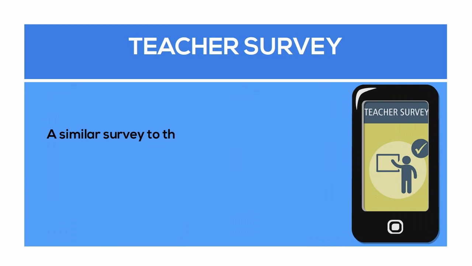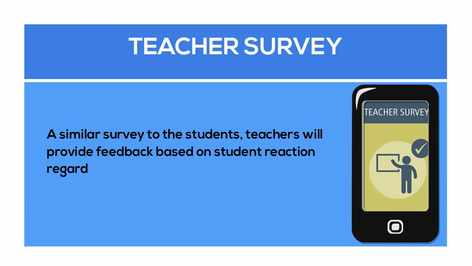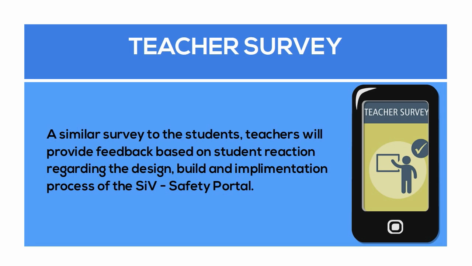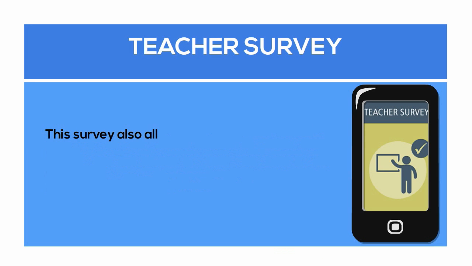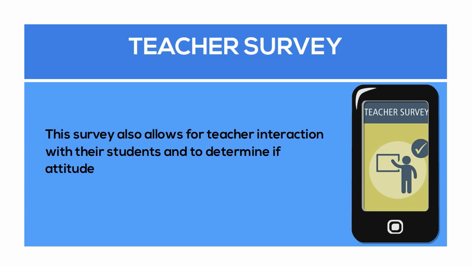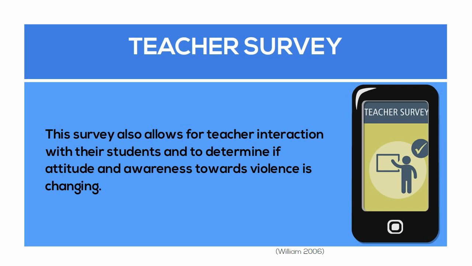Teachers will be provided with a survey similar to students, providing feedback on all areas of the campaign, including student feedback on the Silence's Violence Safety Portal campaign. The survey will consist of short answer questions and will be kept confidential. The questions will relate to the changes in students' behaviour since the implementation of the campaign, allowing teachers to interact with their students, reporting on the attitude of their students towards the subject of violence, and whether it is positive or negative. The survey will be completed 4 weeks after the launch of the campaign.